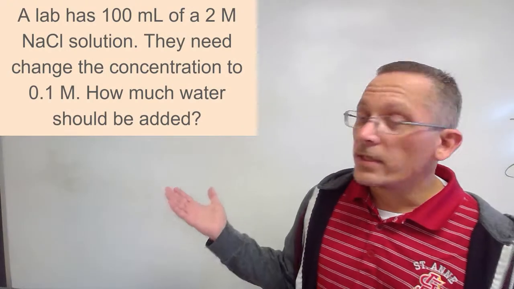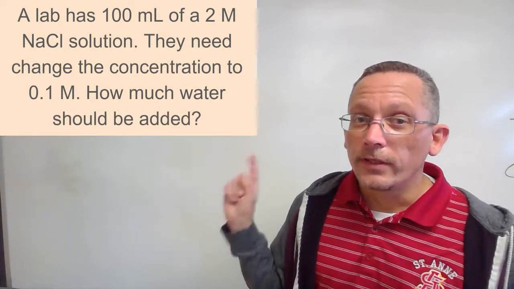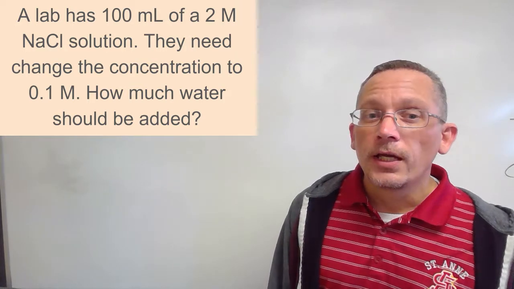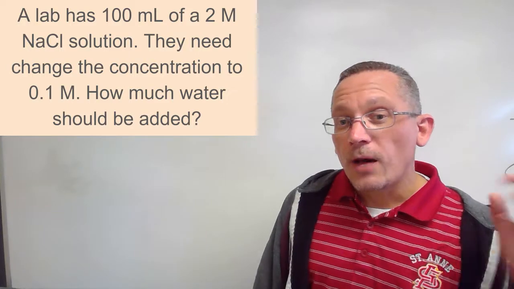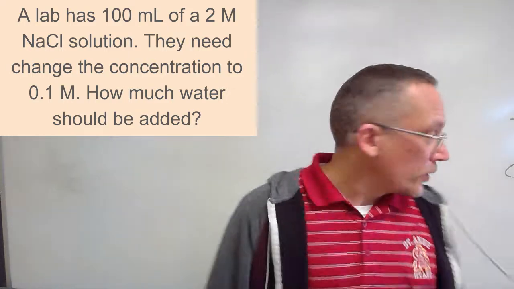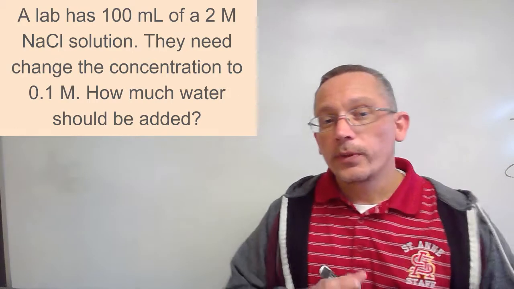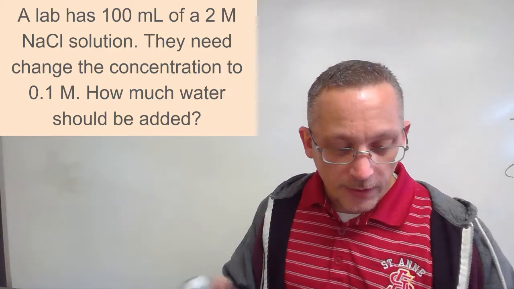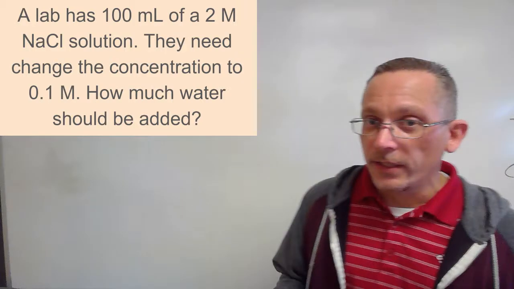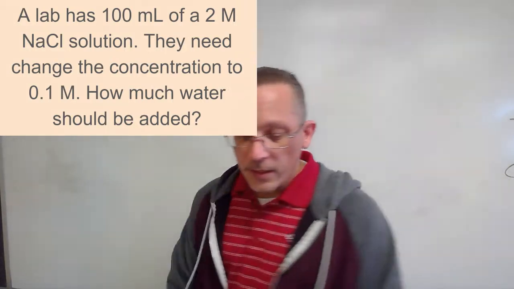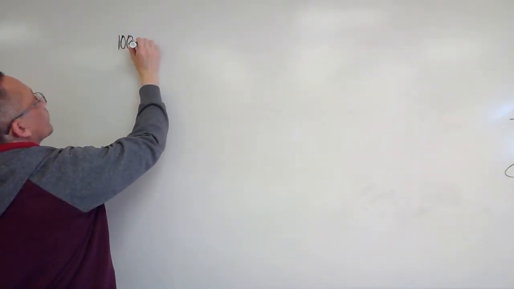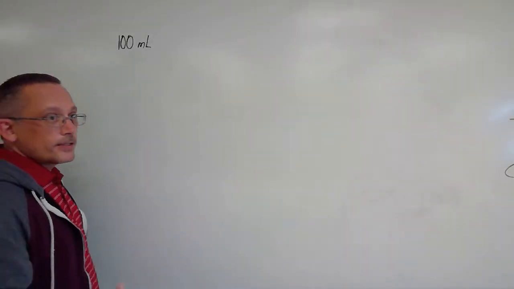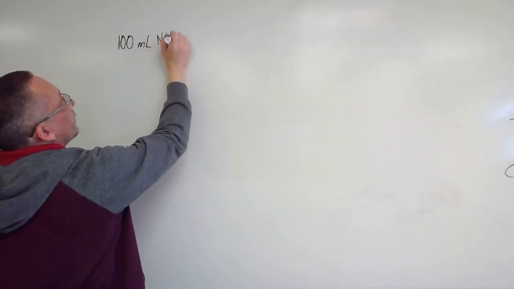All right, so here's the problem. It says a lab has 100 milliliters of a 2 molar NaCl solution. They need to change the concentration to 0.1 molar. How much water should be added? So what we're going to do is start with the number that's not a molarity, right? And the number in the problem that's not a molarity is the 100 milliliters. So I'm going to start with 100 milliliters of NaCl.